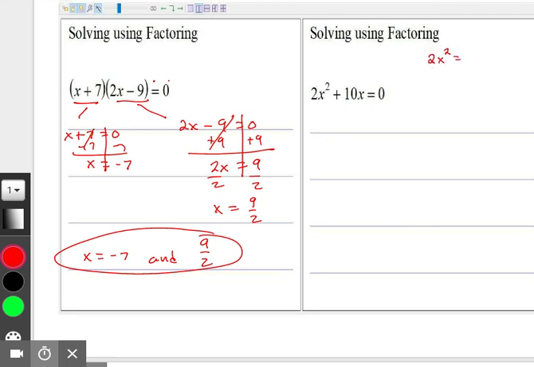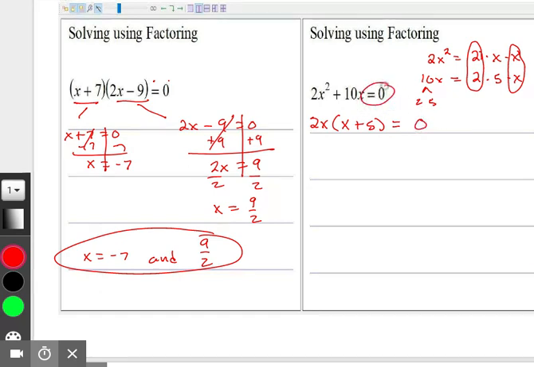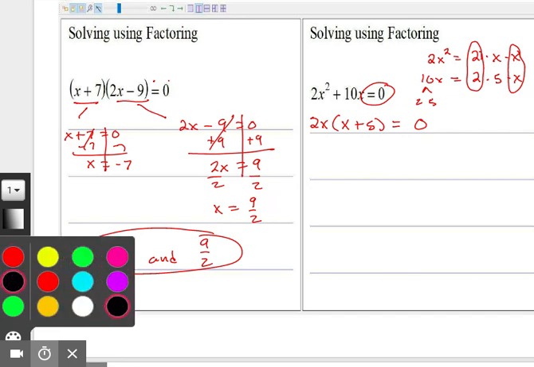2x squared, that is 2 times x times x. The 10x, 10 is 2 times 5, so that would be 2 times 5 times x. So I have a 2 in common and an x in common. So I'm going to factor out 2x, and I'm going to be left with x plus 5 equals 0. We cannot forget that equals 0 part. Okay. Now from here, now that it's factored, we can do our 0 property.